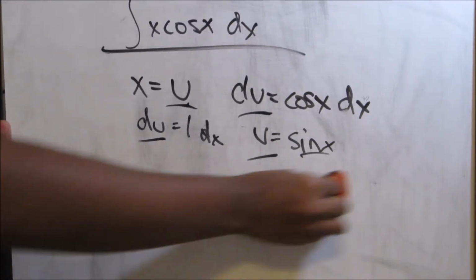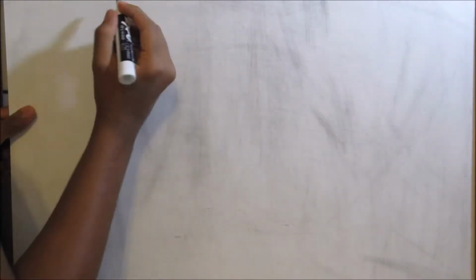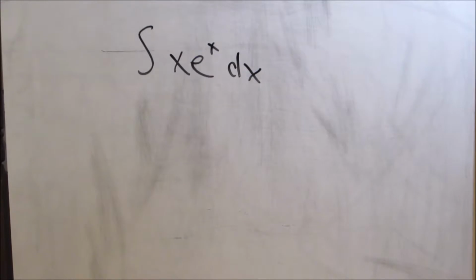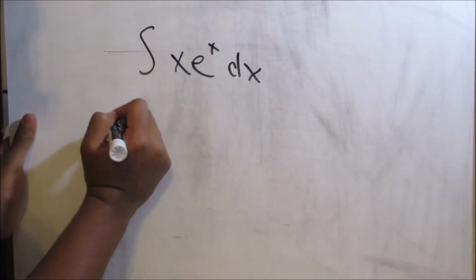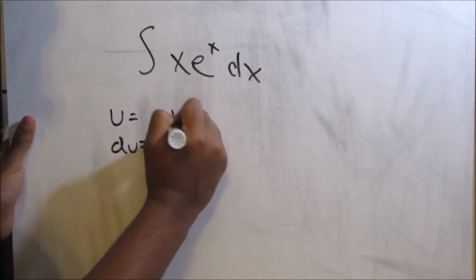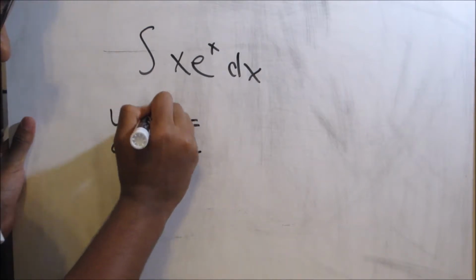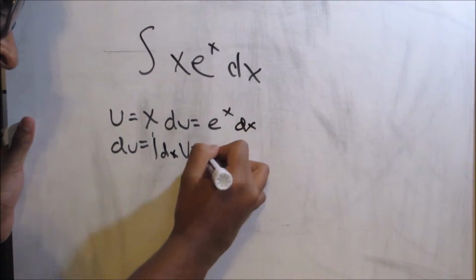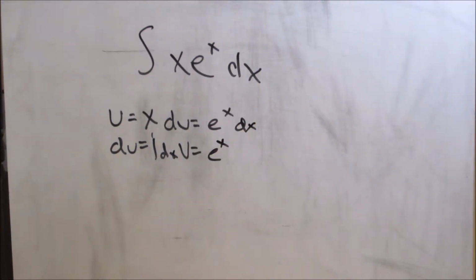And now let's try this with another example. Let's try integrating x times e to the x dx. Let us write our variables u, du, dv, and v. Let's set u equal to x and dv equal to e to the x. That way, du is 1 dx and v, the integral of dv, is e to the x, because the integral of e to the x dx is e to the x.